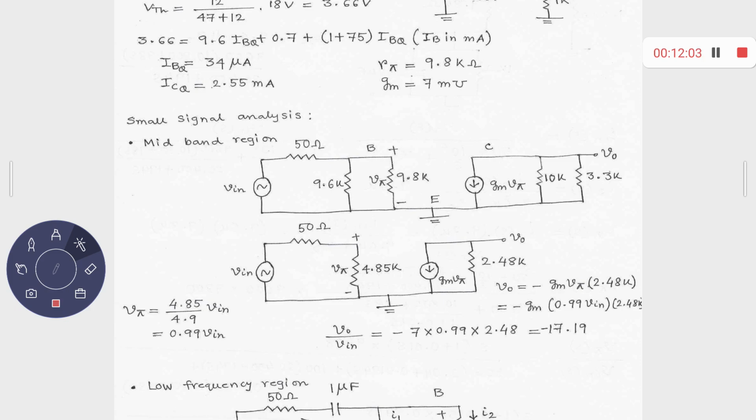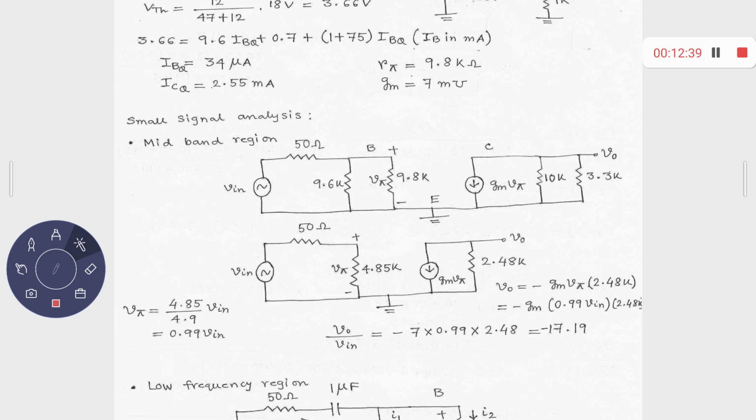And this is your gm v pi. This voltage is basically the v pi voltage, and you already have the relation between v pi and Vin. v pi is equal to 0.99 Vin, okay? And what is your V0? V0 is nothing but minus gm v pi times this resistance, 2.48K. If you just plug in those values, ultimately V0 upon Vin comes out to be minus 17.19. That is the gain of the amplifier in the mid-band region. That means it will give you a gain of close to 18 or so, or 17. Right? So up to this, it is a little easy, and we have done this exercise many times before.